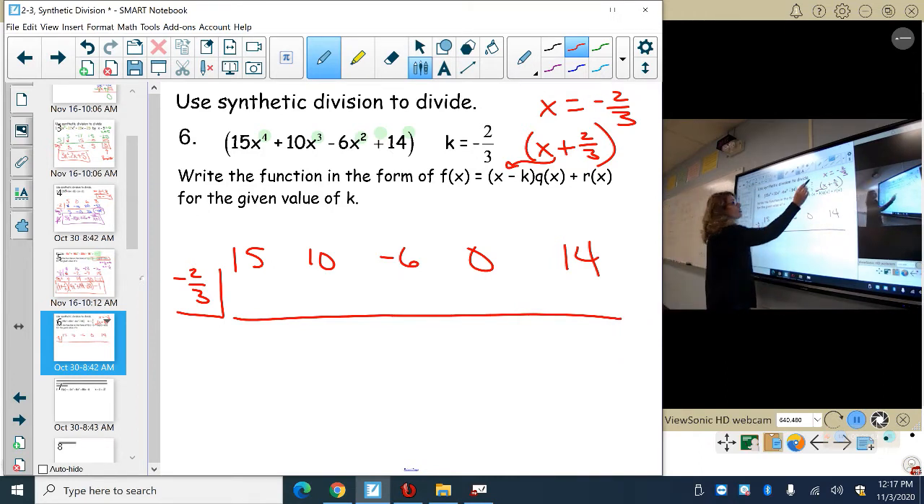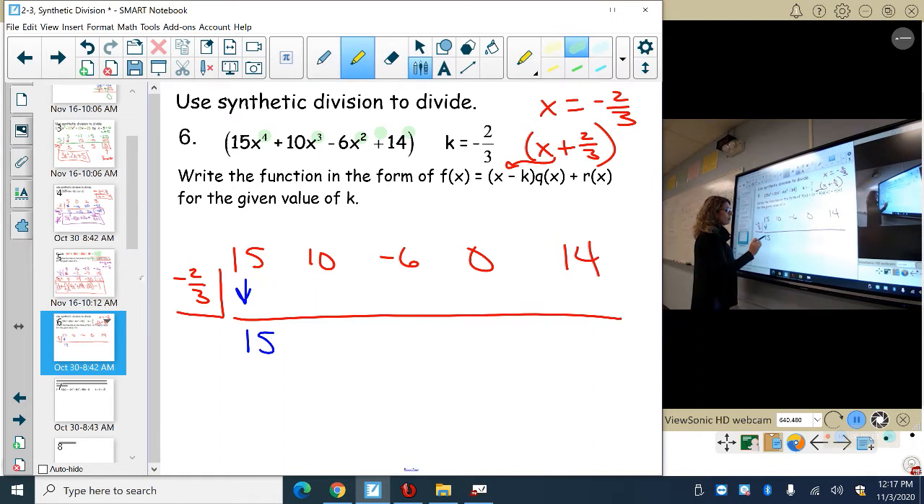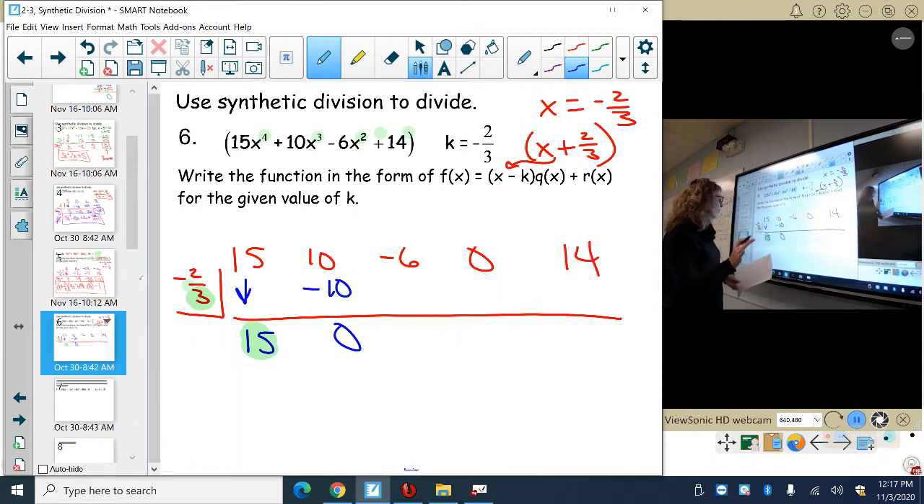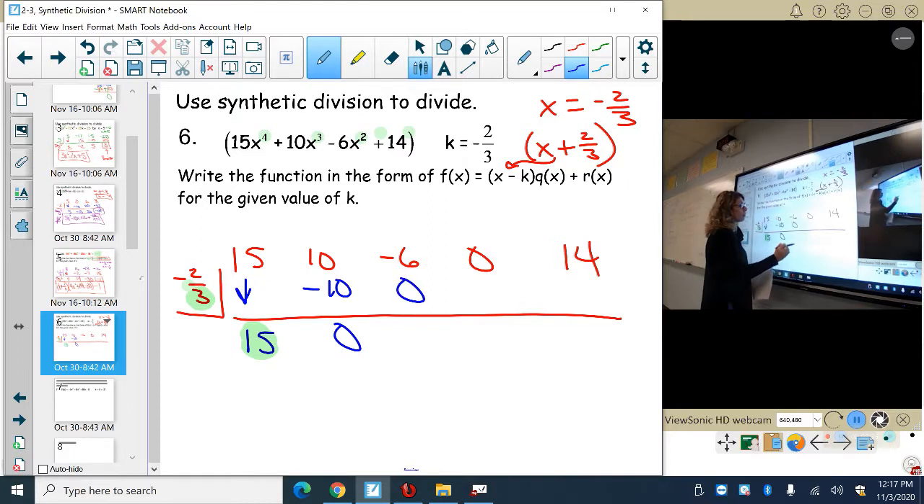Okay? So the very first thing we're going to do is drop down the 15. Help yourselves out. Now listen to what I'm going to say. I'm going to take 15 and divide it by 3, which gives me 5, and multiply it by negative 2, and that's going to give me negative 10. Add straight down, that gives me 0. You can use a calculator for this without a shadow of a doubt, and you'll be fine. 0 times anything is 0 to give you negative 6.